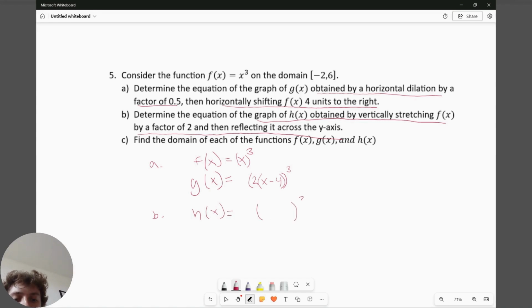Make sure we have our x cubed set up as well. So we know there's a vertical stretch. Anything vertical is on the outside and works normally. So I'm just going to multiply by 2 on the outside. And then it's getting reflected across the y-axis.